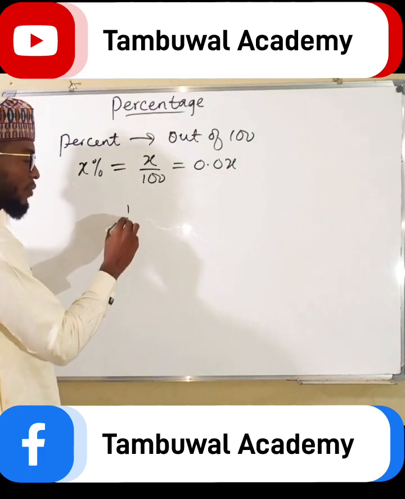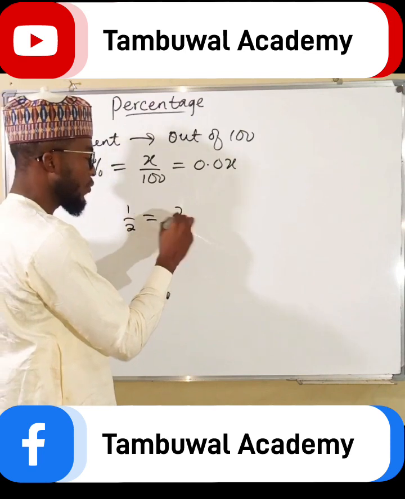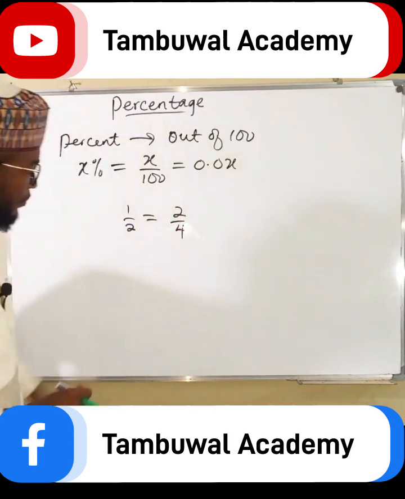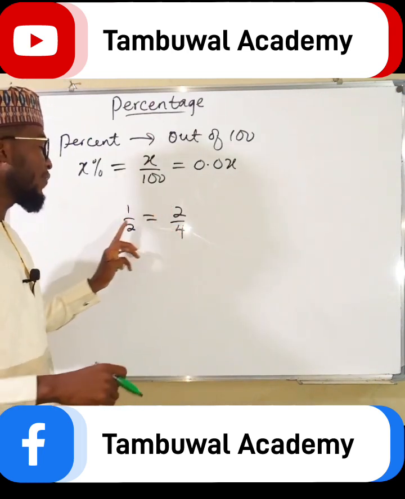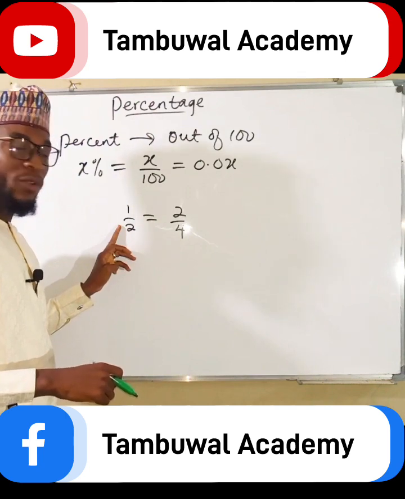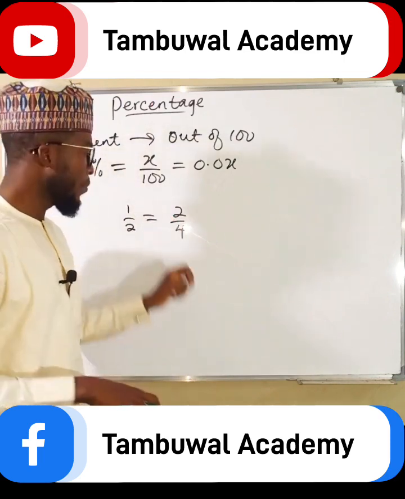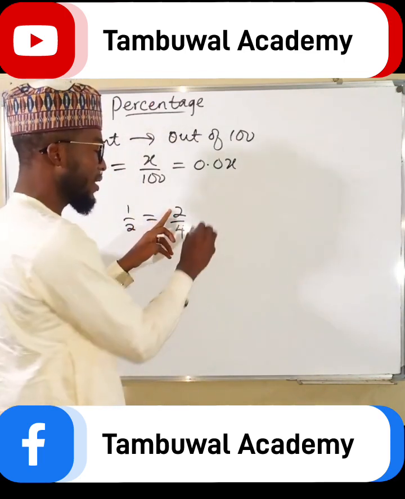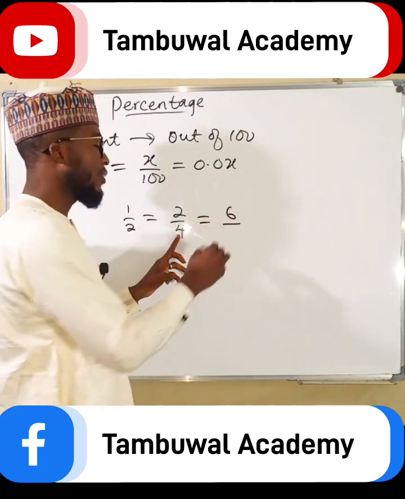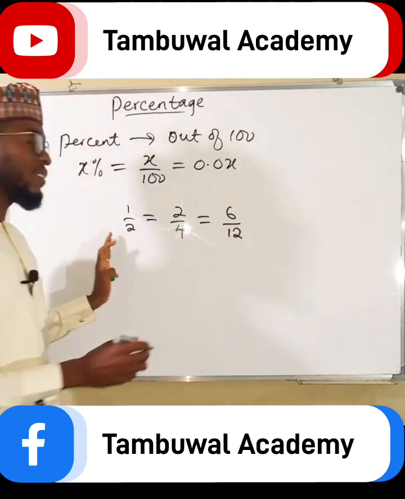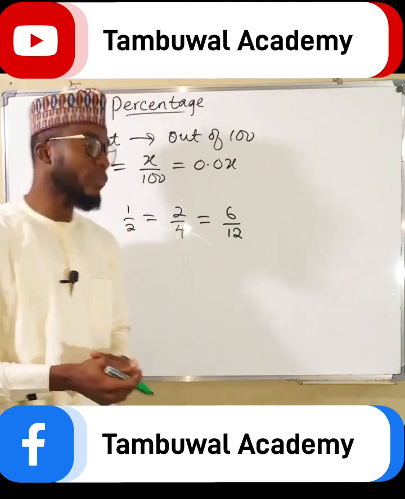Equivalent fractions. Suppose we have 1 over 2. 1 over 2 can be written as 2 over 4, because if you multiply 1 by 2, you shall obtain 2. And you have to also multiply the denominator by the same value, which is 2. 2 times 2 is 4, and 2 times 1 is 2. If I multiply 2 by 3, I will obtain 6. If I multiply 4 by 3, I shall obtain 12. So all these fractions are equivalent because they will simplify to the same value.